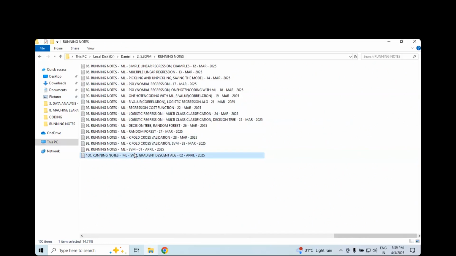Okay, what is running on? Gradient descent algorithm. Okay.